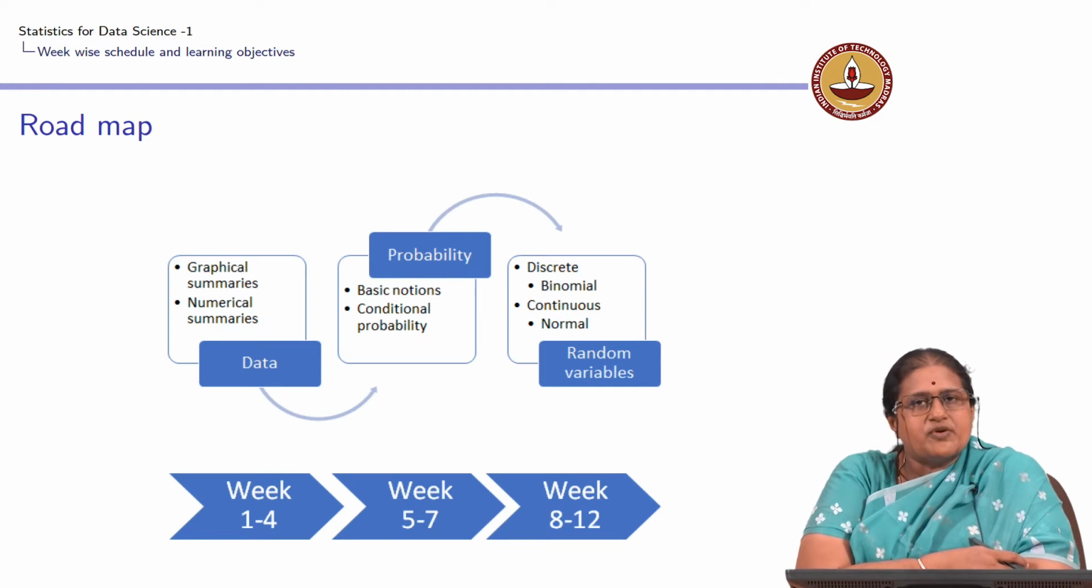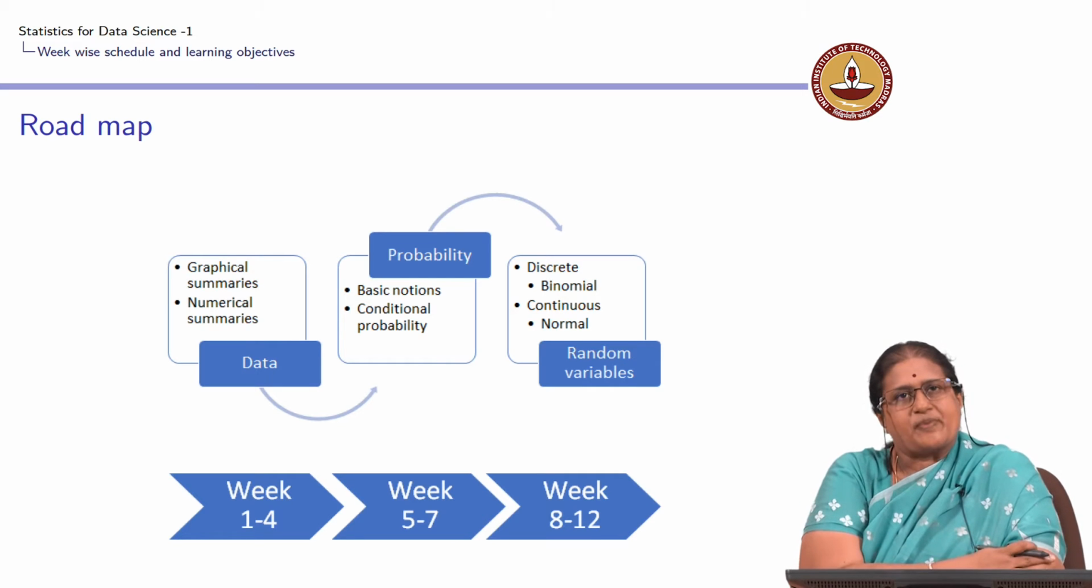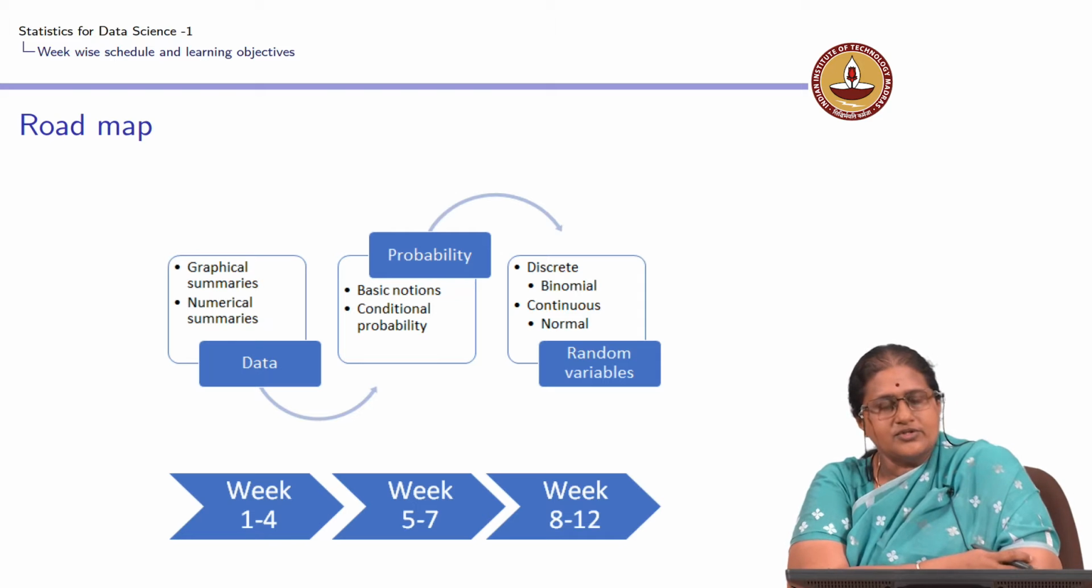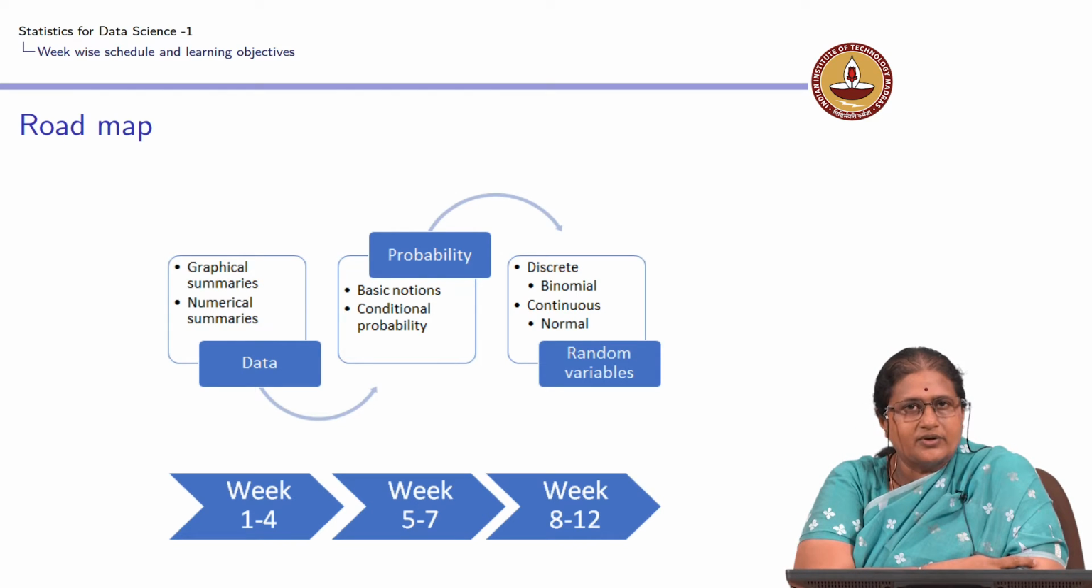This course has been planned to span 12 weeks, and the roadmap for this course is given in the following graph. If you modularize the course, we have 3 modules. In the first module, we are going to understand the basics of data, what the types of data are, and how we summarize data, and we expect to achieve this in 4 weeks.